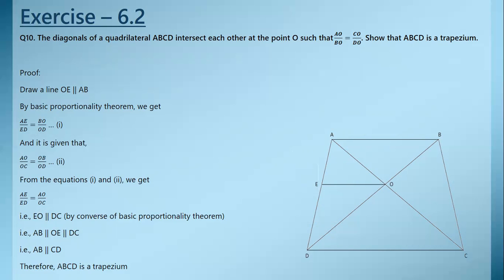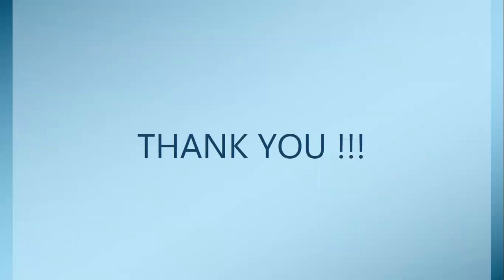And again, it is given that AO by OC equal to OB by OD. So from these two equations, we'll get that AE by ED is equal to AO by OC. So EO is parallel to DC by converse of basic proportionality theorem. So all the sides are parallel to each other. AB parallel to OE, parallel to DC also. So AB is again parallel to DC. One pair of opposite sides are parallel. So therefore ABCD is a trapezium. Okay, with that property we are proving it.